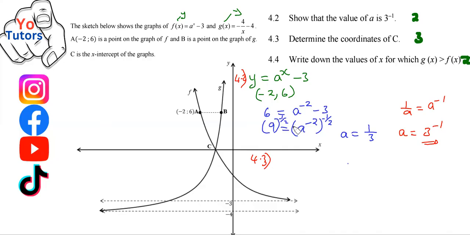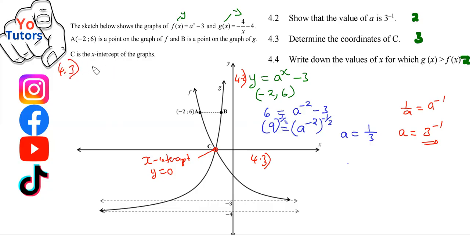Now, it says determine the coordinates of C. So we want to know the coordinates of C, and what we see with the coordinates of C is that this is an x-intercept. At the x-intercept, y is equal to 0. Now y is equal to 0, but it's the x-intercept for which equation? It's the x-intercept for both equations, f and also g. So we can have a look at f. Let's just do the 4.3 here.